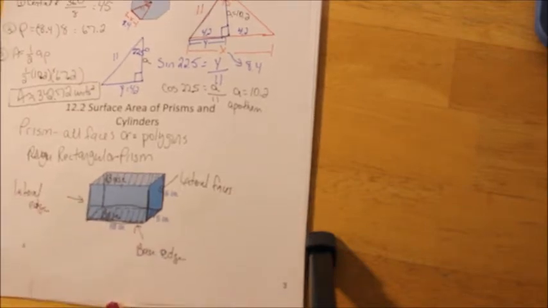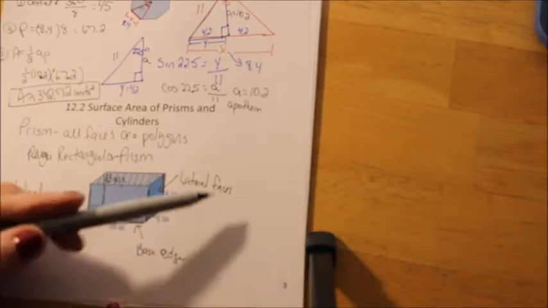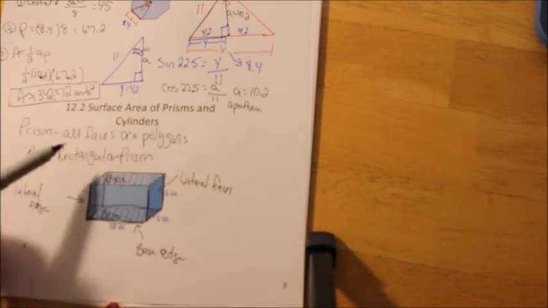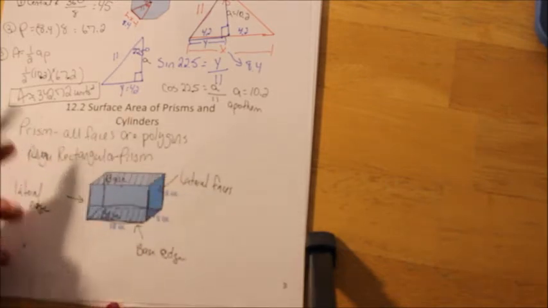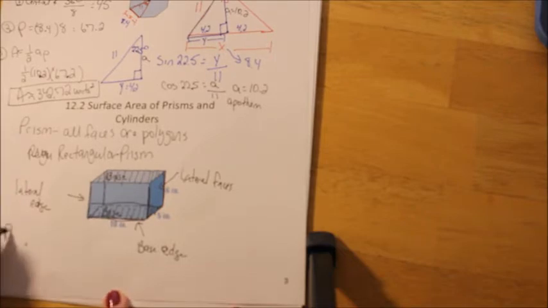Now this particular prism is standing straight up and down. So this would be what we call a right prism.